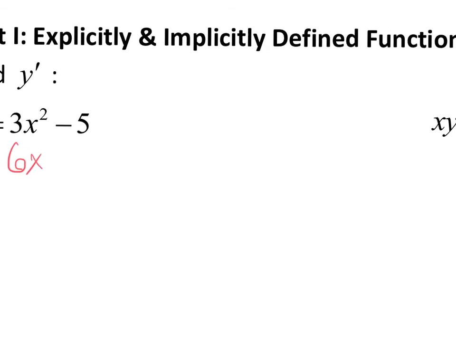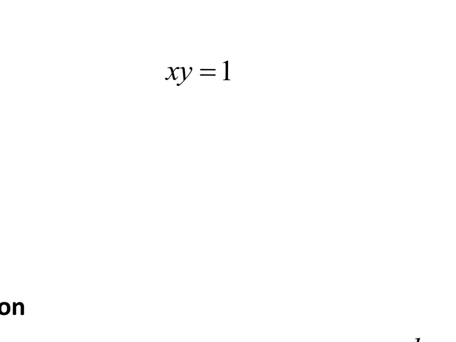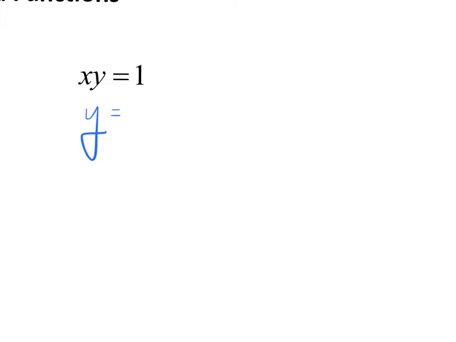But for our second function over here, xy equals 1, in order to find y prime, we would first have to solve for y. So we'd say y is equal to 1 over x, or x to the negative 1, and then y prime is negative 1x to the negative 2.